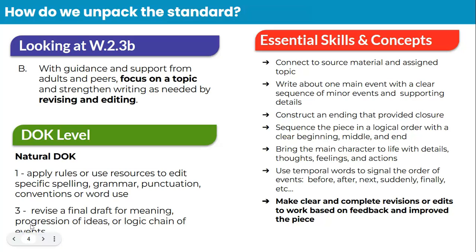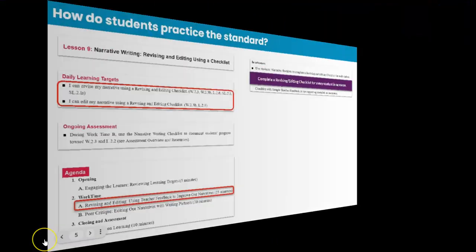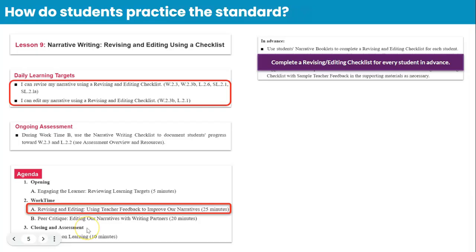W2.3b has two different DOK levels, depending on the type of revising and editing students are applying to their narratives. Applying rules or using resources to edit specific spelling, grammar, punctuation conventions, or word use is considered DOK 1. And revising a final draft for meaning, progression of ideas, or logical chain of events is a DOK level 3. This span of DOK levels illustrates why it is important to give students feedback in both areas, editing for conventions and revising for meaning. Let's look at teacher and student actions for W2.3b.